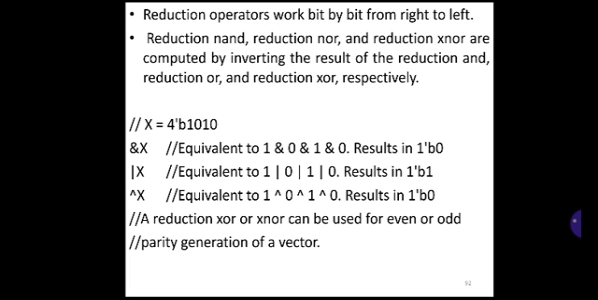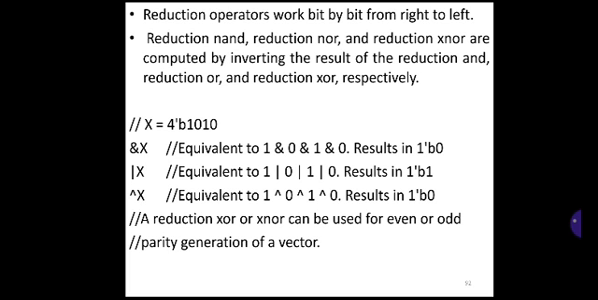Next, OR operation on X. So it is equivalent to 1 or 0 or 1 or 0. So perform the operation from the right hand side. 0, that is least significant bit, or 1, the result is 1. That result 1 or 0 is again 1. Then result 1 or most significant bit 1 is 1. That's why the result is 1 bit binary number 1.